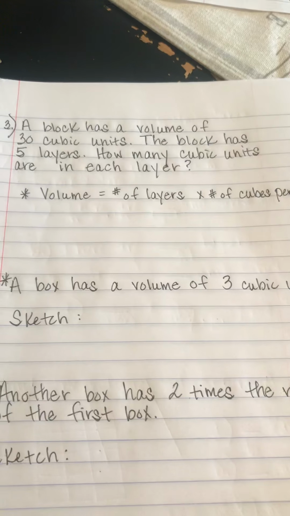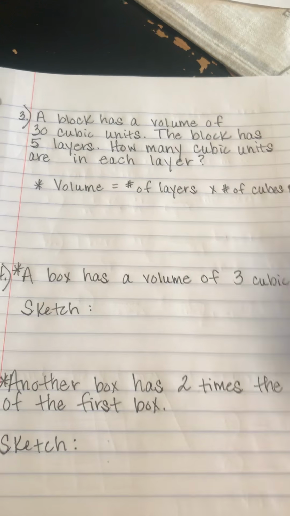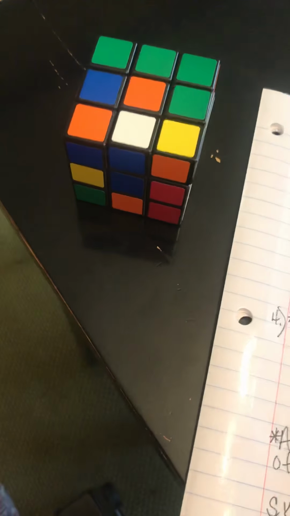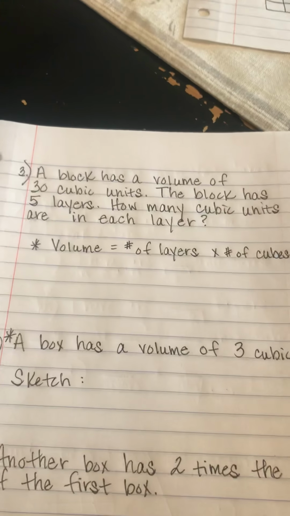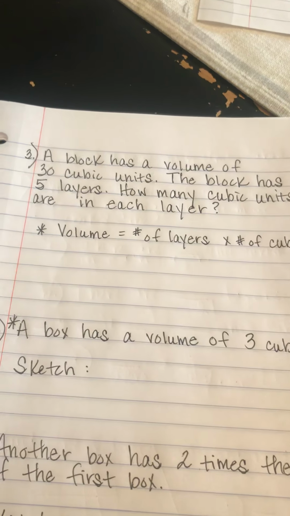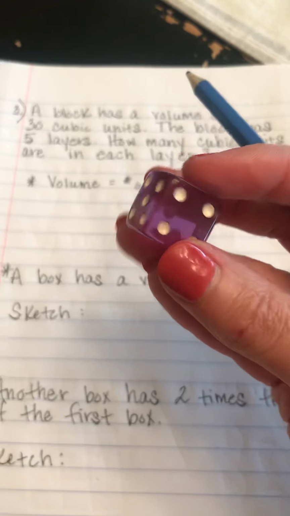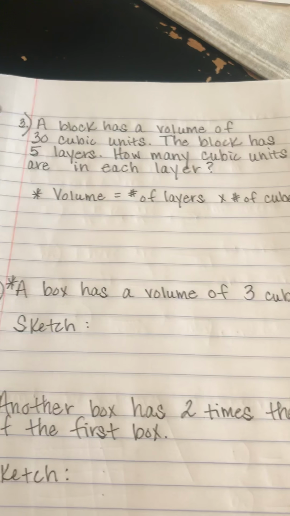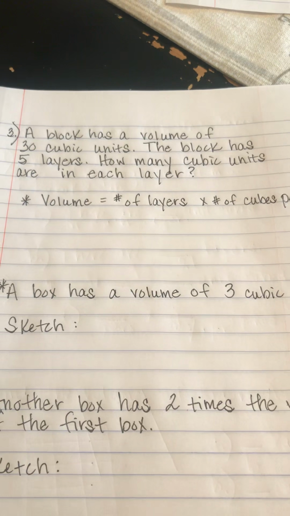Okay, it says a block has a volume. Okay, so a volume is just how many of these cubes it'll hold. How many it's holding. A block has a volume of 30 cubic units. So it has 30 of our cubes. Okay, so 30 of these. And the block has 5 layers. How many cubic units are in each layer?